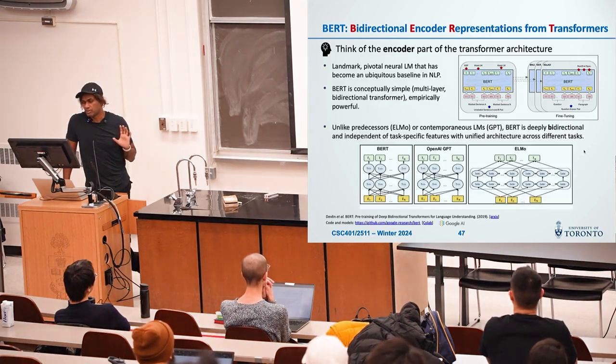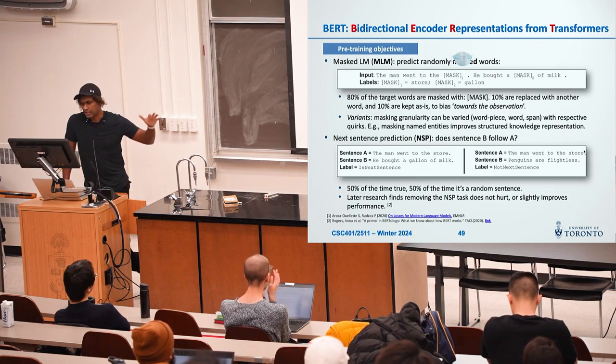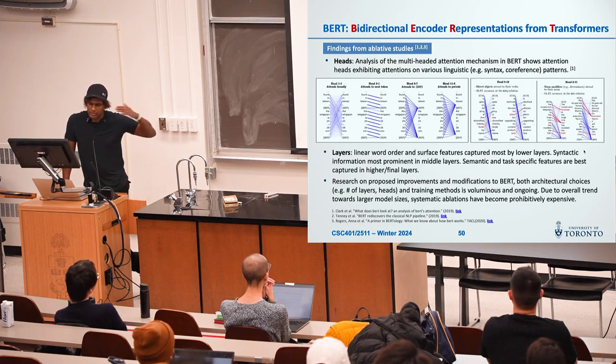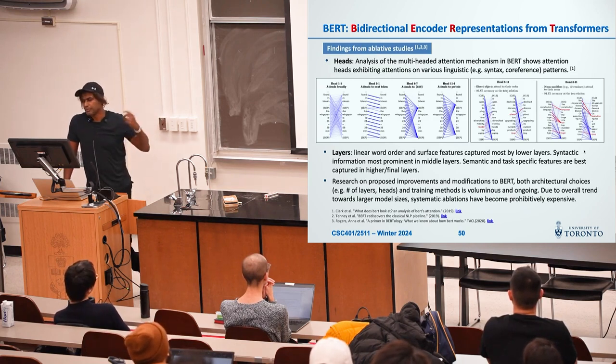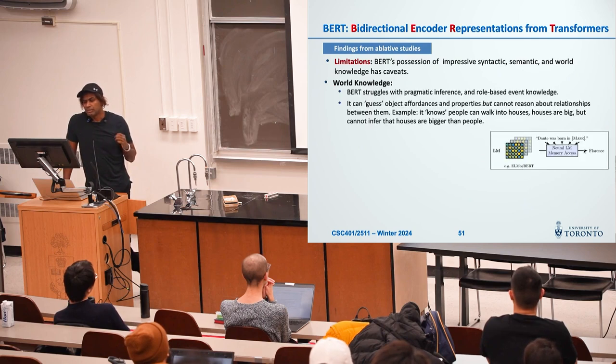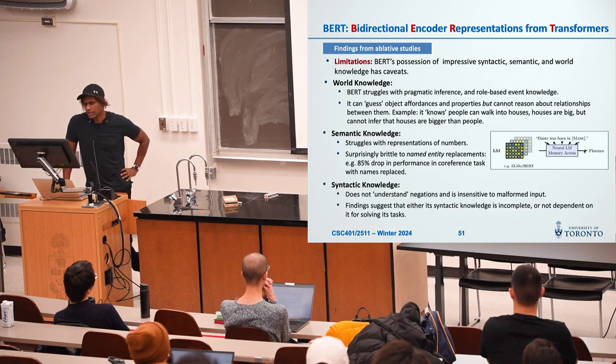let's quickly recap what we talked about. We know how BERT works, and we talked about masked LM training, and the so-called BERTology papers, which show what the heads are paying attention to, etc. And some limitations of the BERT architecture or the BERT model, like pragmatic inference, and in terms of world knowledge, semantic knowledge, and syntactic knowledge. You can read this in the slide.